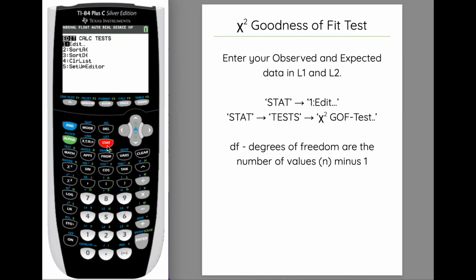Then you go back to stat and you go to tests here again, and you want to scroll down to D, option D, which is the chi-squared goodness of fit test. You hit enter, and then it'll ask you, observed in L1, expected in L2. The degrees of freedom, it wants you to input these, and that's the number of pieces of data you have minus 1. So if you have 9 pieces of data, then the degrees of freedom in this case are going to be 8. Once you plug all that in, you hit calculate, and again, it'll give you chi-squared value, it'll give you the p-value, and you can compare it to that and answer the question.